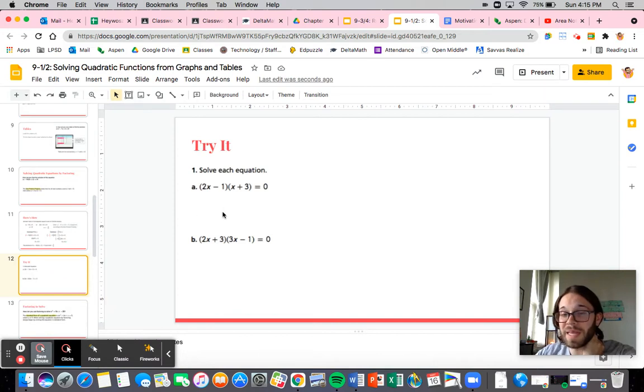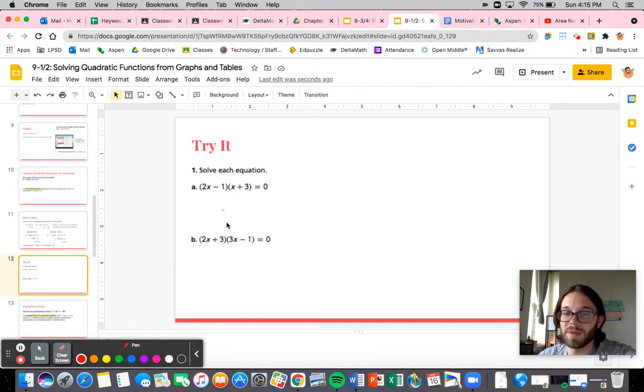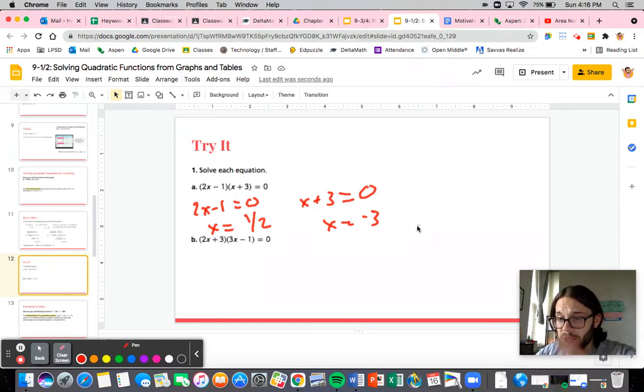All right, for something like this, it's relatively straightforward. All you're doing is setting them equal to 0. I'll do this first one, and you can do the other, or I'll do them both. So 2x minus 1 equals 0, and x plus 3 equals 0. So x equals negative 3, and for the other, add the 1 over here, and 1 divided by 2 is 1 half. So 1 half, negative 3. There's a couple ways you can write your solution. Sometimes this is fine. You could write it like this.